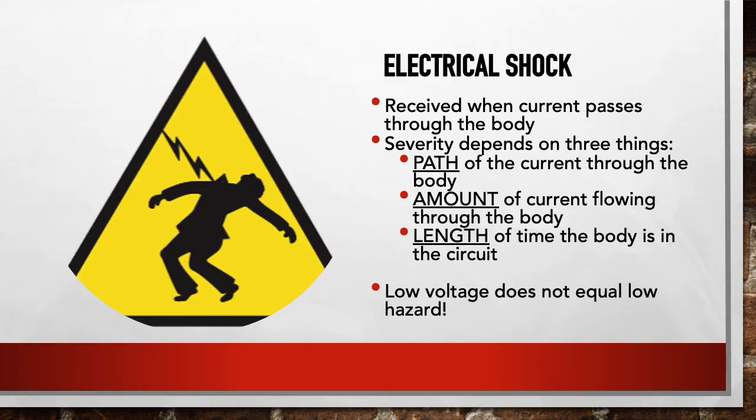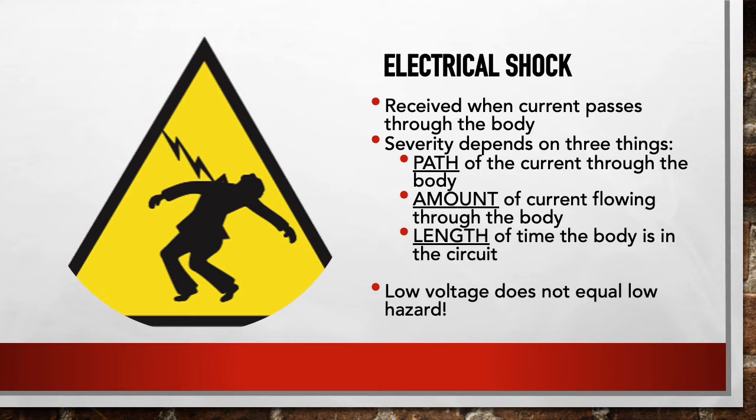So electrical shock happens when current passes through the body. Severity depends on three different things: path of electricity through the body, amount of current flowing through the body, and length of time the body's in the circuit. A lot of people say, and it's true, that it's not the voltage that kills you, it's the amperage, which is true. So your body is a conductor of electricity.